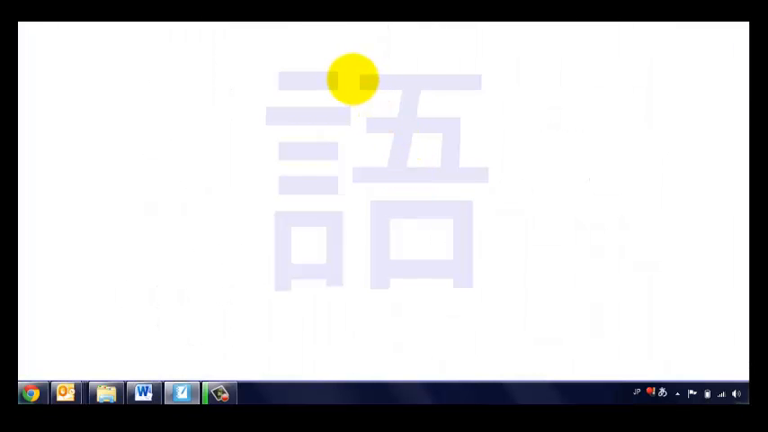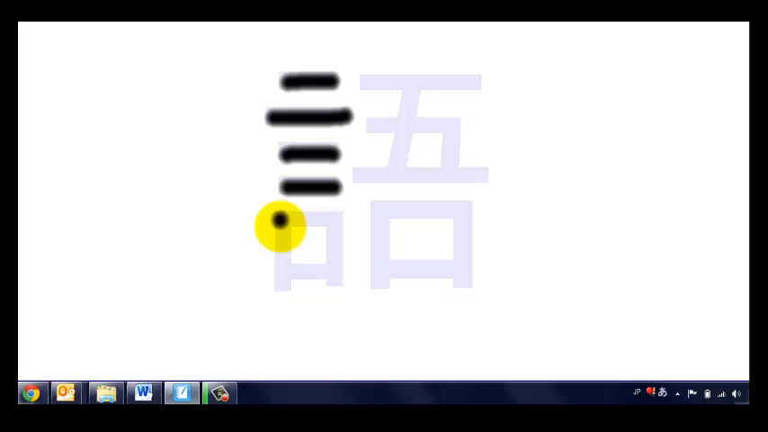Now this character consists of three distinct parts. You've got this element on the left, meaning word, and you've got this element on the top right, meaning five, and then down here you've got a mouth. Now the element for word you're already familiar with, and you remember that by saying blah, blah, blah, blah, mouth. And the stroke order would be ichi, ni, san, shi. Now this bit we're going to go down on the left, as we always do with the box shape, across and down on the right, and finish it off.